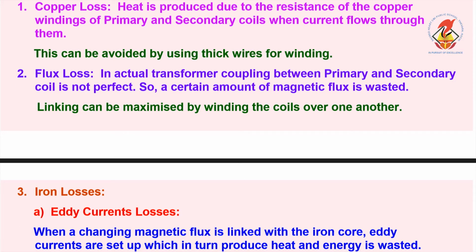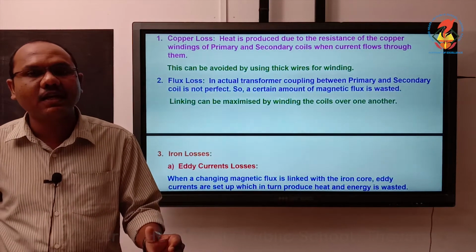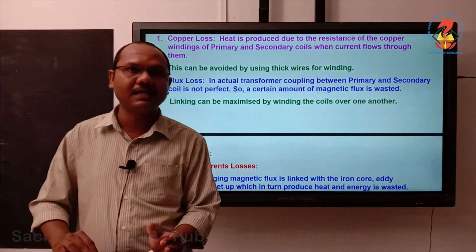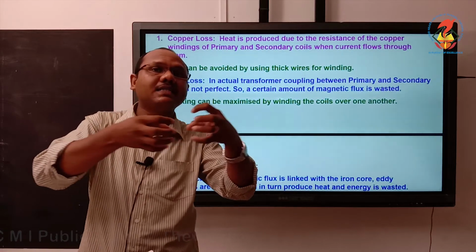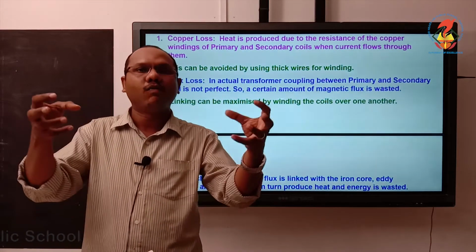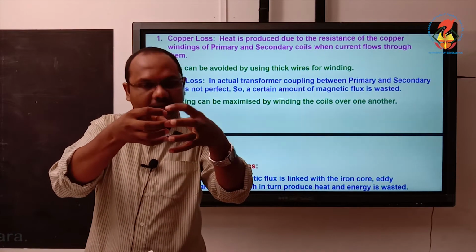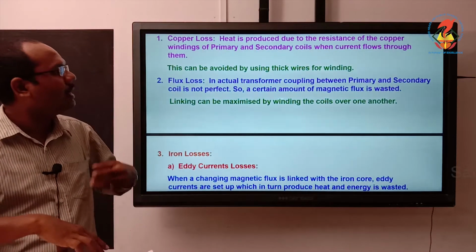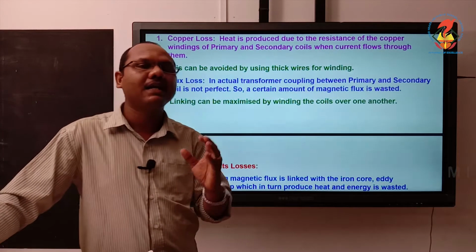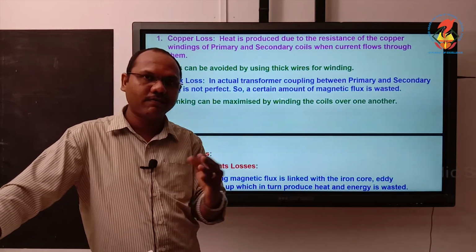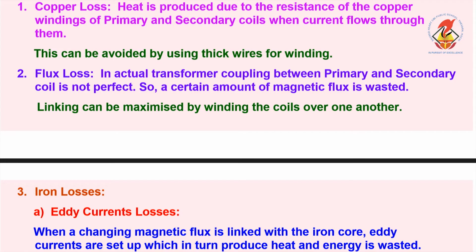Flux loss, flux leakage. So the primary and secondary of the transformers are inductively coupled. Inductively coupled means one is across the magnetic field of the other. They are not touching each other. There is no physical contact. One is coming inside the magnetic field of the other. That's it. That is called inductive coupling. And in that inductive coupling some magnetic flux will be wasted. 100% flux cannot be transferred from primary to secondary. So some flux is wasted. So that is the reason for the flux loss.